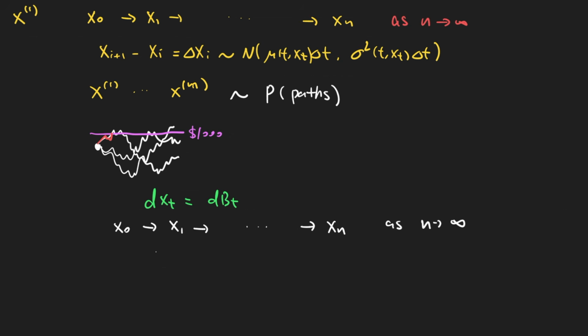So the difference is given by a normal distribution with mean 0 and variance delta t. So for the probability of the path, let's just write out the finite version of it, then take the limit as n goes to infinity. So that is given by the product of the Gaussian densities.